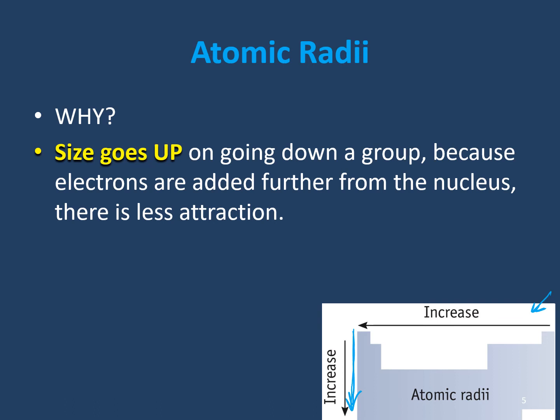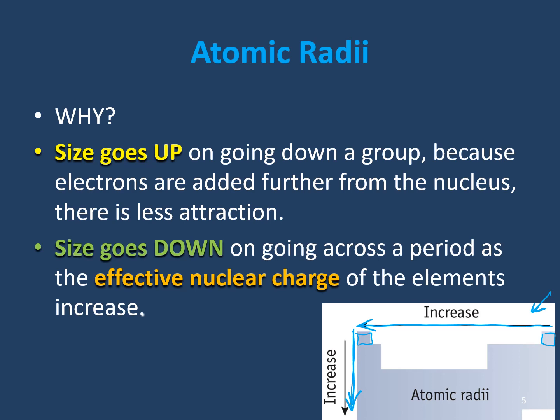Now, the other rule is that the radius increases from right to left. That doesn't make sense based on the other one, because atoms over here have more electrons than atoms over there on the left. So why is this the case? The reason is effective nuclear charge. As we go across a row, our effective nuclear charge increases, which causes the outer electrons to feel a larger positive attraction towards the nucleus and pulls them in tighter to the nucleus itself.